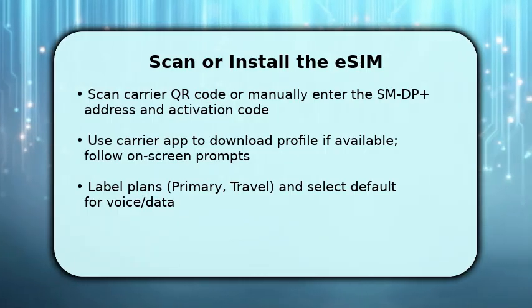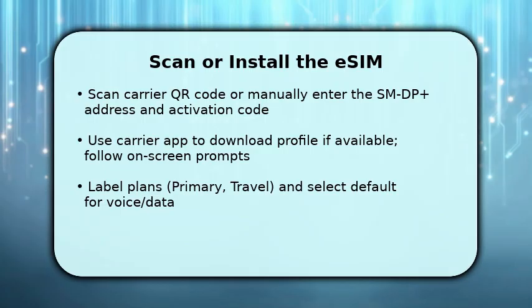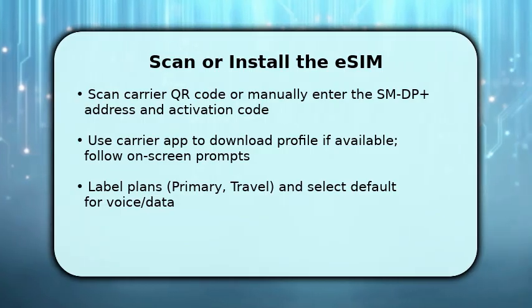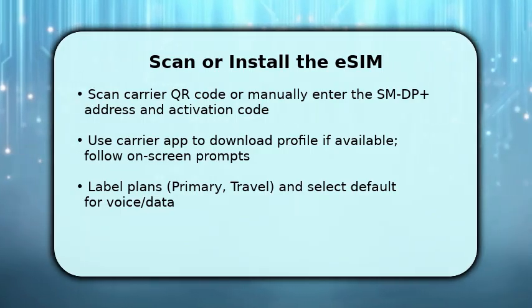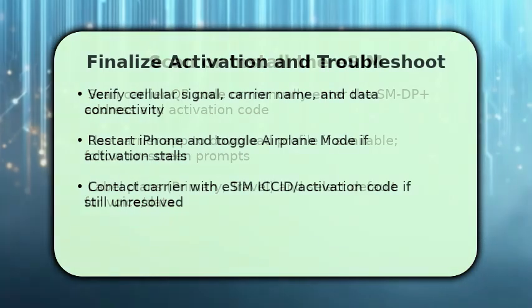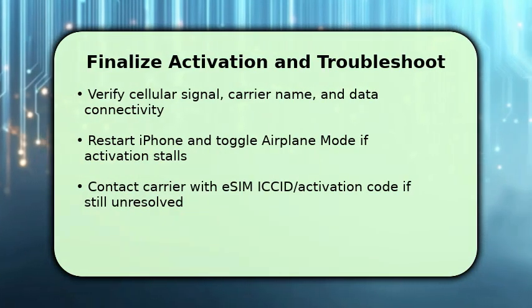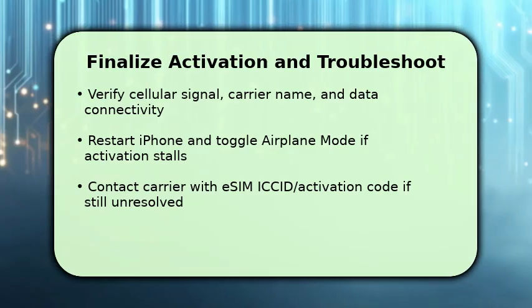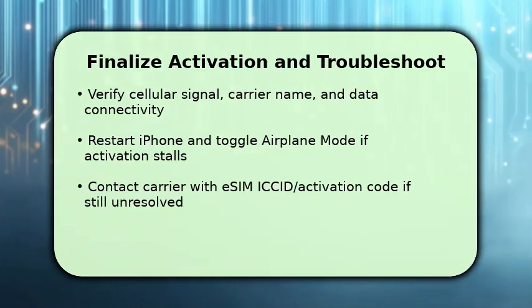Make sure to follow carrier prompts to complete activation. Some require a confirmation text or restart to finalize the link. You finish by confirming the eSIM shows active under cellular plans and that you have signal and data. Make a quick call or load a web page to test.